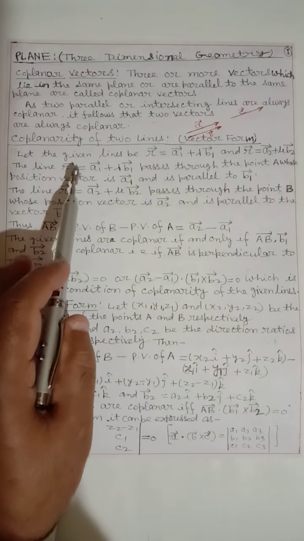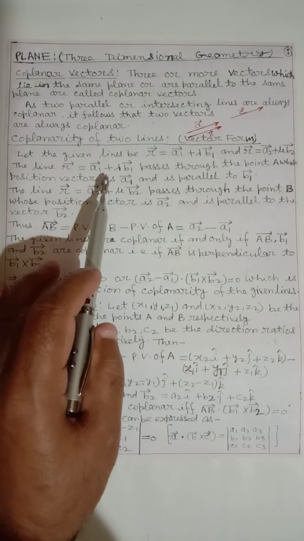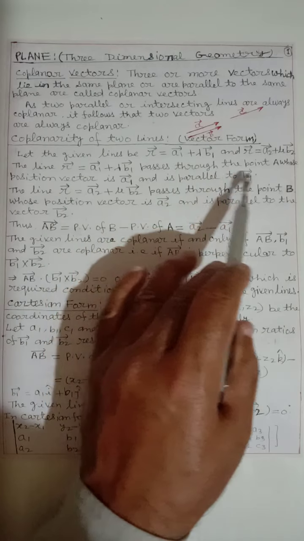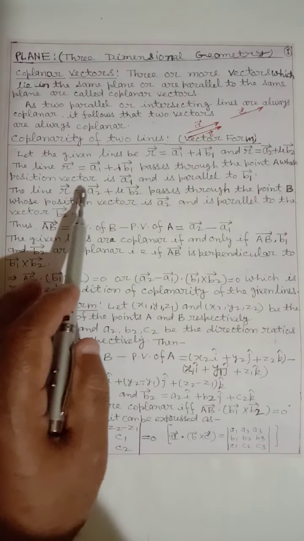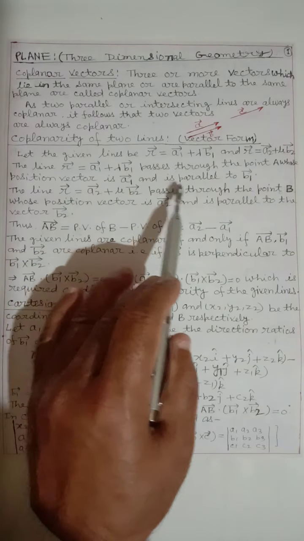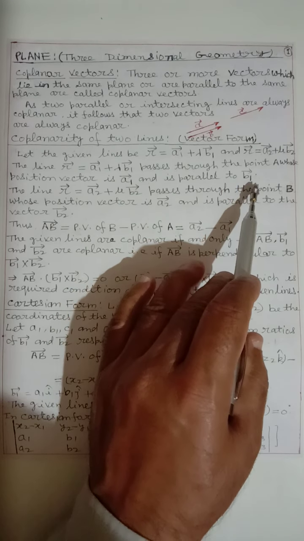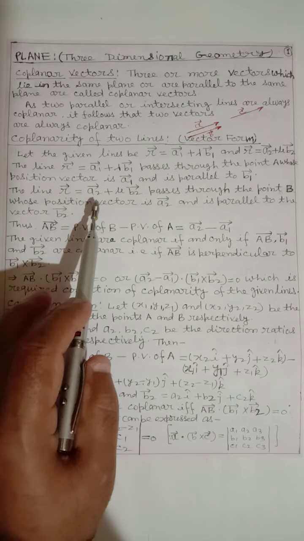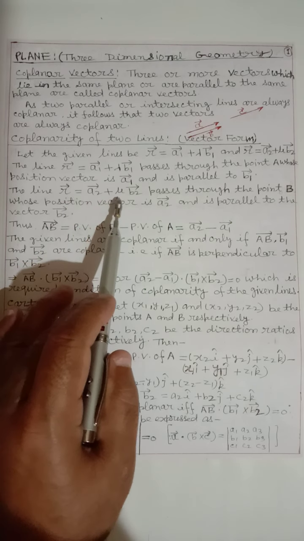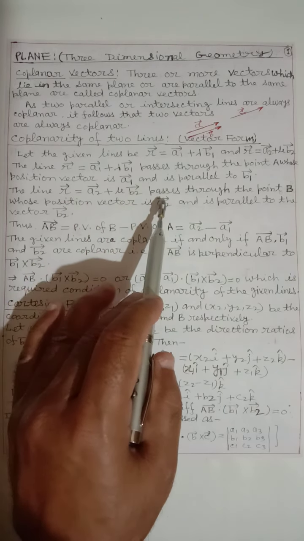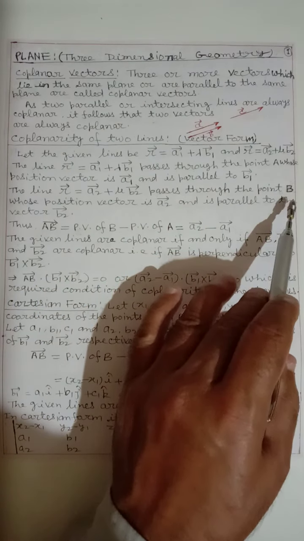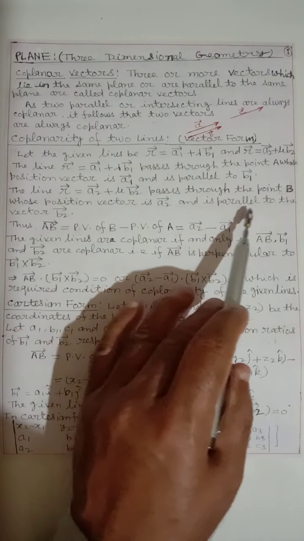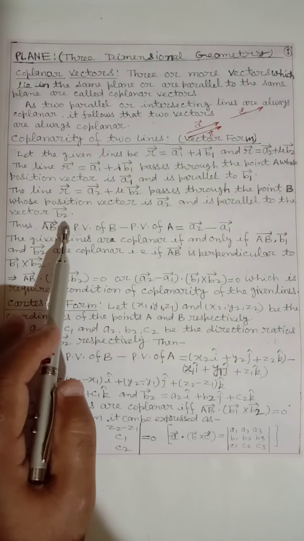The line vector r equal to vector a1 plus lambda vector b1 passes through the point A whose position vector is a1 and is parallel to vector b1. The line vector r equal to vector a2 plus mu vector b2 passes through the point B whose position vector is a2 and is parallel to the vector b2.